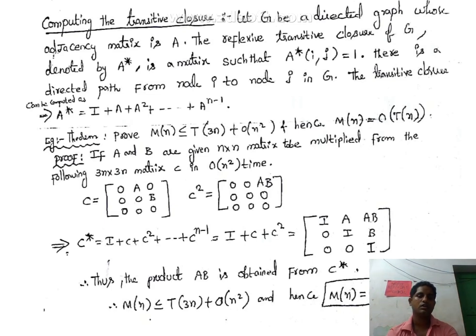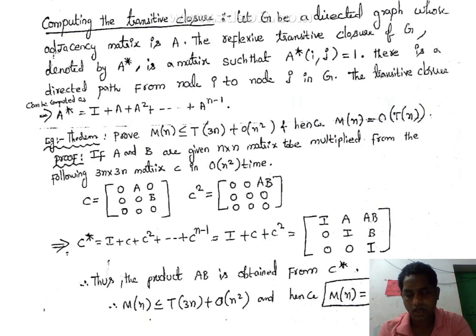So C star equals I plus C plus C squared and so on plus C power n minus 1, that equals I plus C plus C squared, which equals [I A AB; 0 I B; 0 0 I]. So the product AB is obtained from C star. Therefore, M(n) is less than or equal to T(3n) plus big O of n squared, and hence M(n) equals big O of T(n). That is big O of T(n).